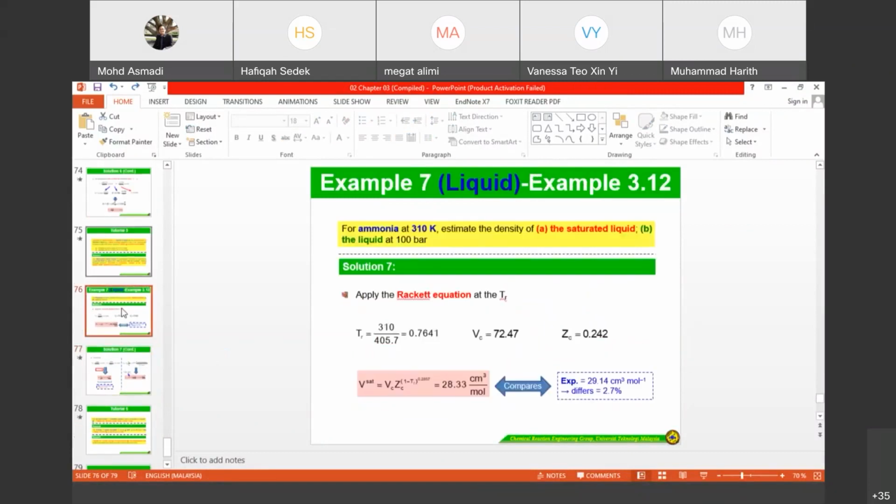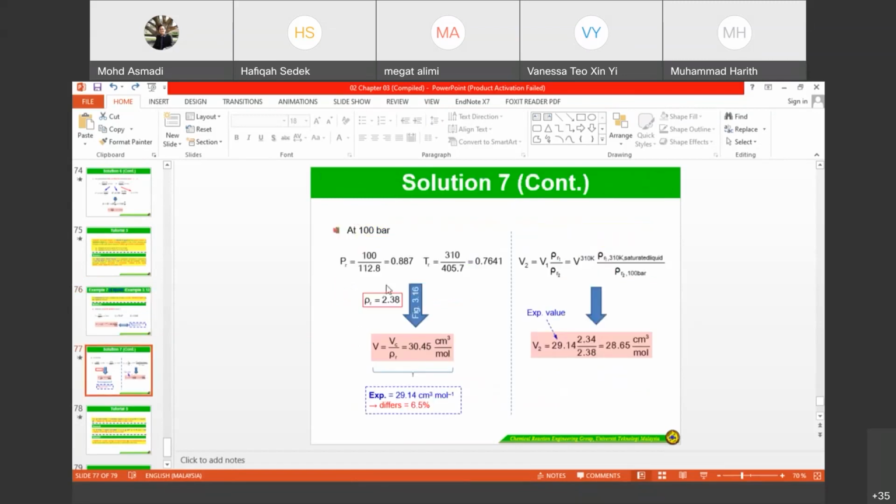This one is only for liquid. You use a rho equation and you can get the answer. It's just direct, you can calculate. For this one, we want to determine the volume V2 at the final condition, but we have to determine the initial condition first, and then you can calculate V2. It's just using the rho correlation.